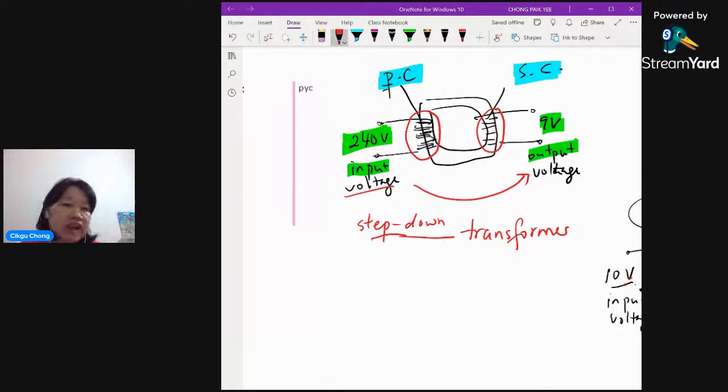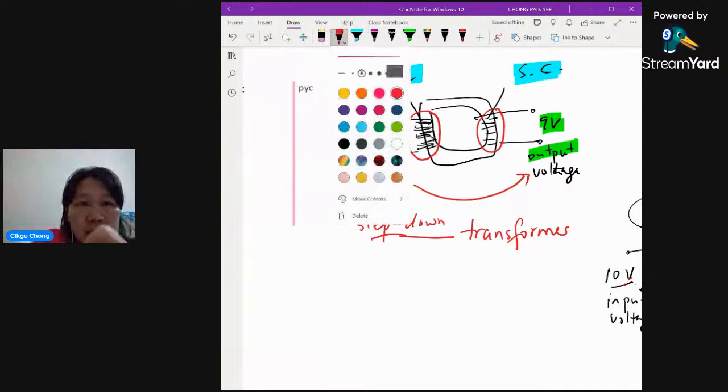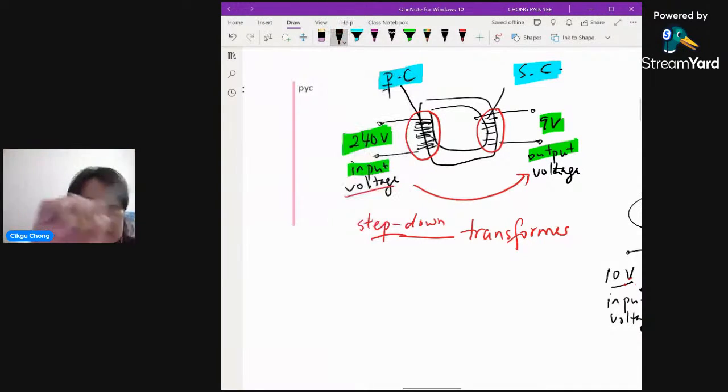Let's say here is 500. And then for the secondary coil, it will be less than 500, maybe 200. You can see I purposely draw there. The number of coils are different. On this side, I put a black color. On this side, I put more coils, right? And this side is less coils to show that when you have less coil, the voltage that comes out is actually lower. Okay, now this is a step down.